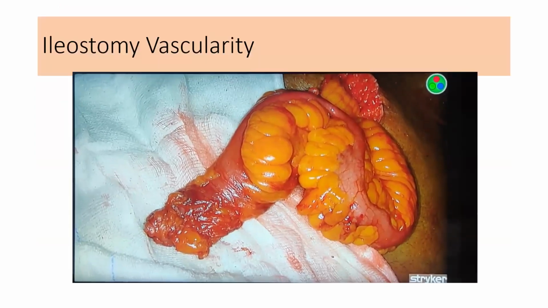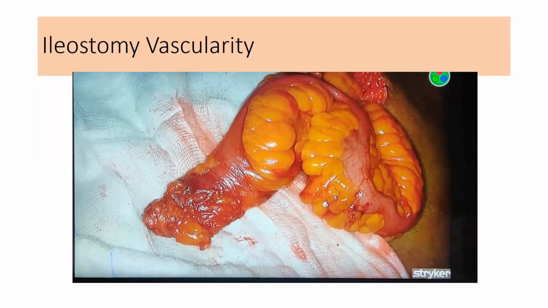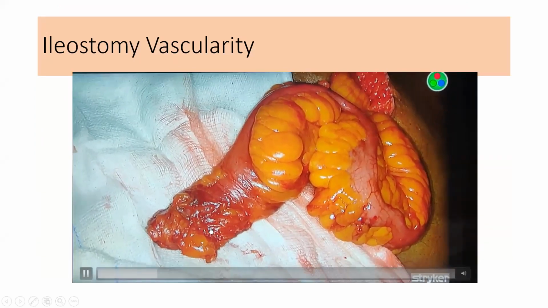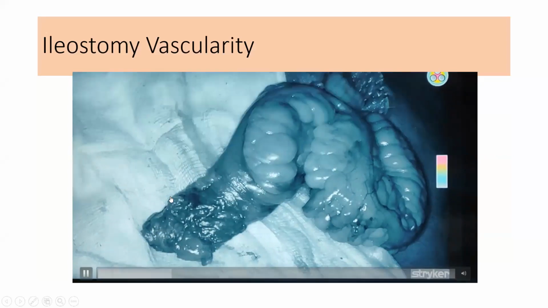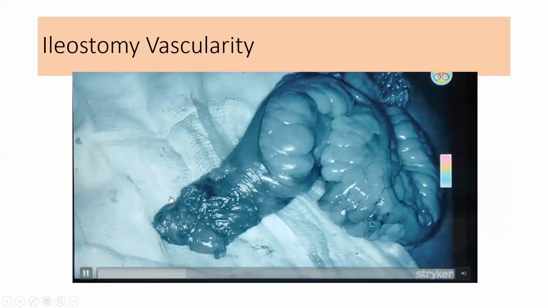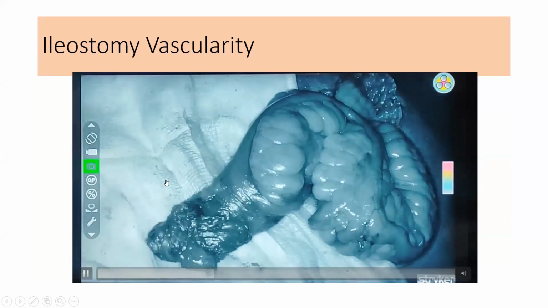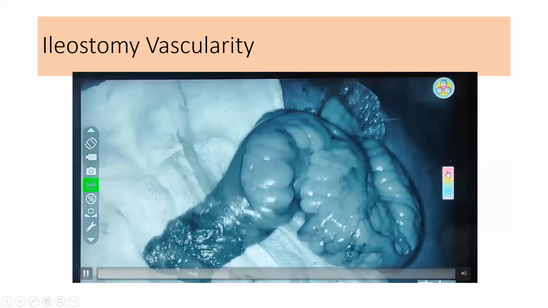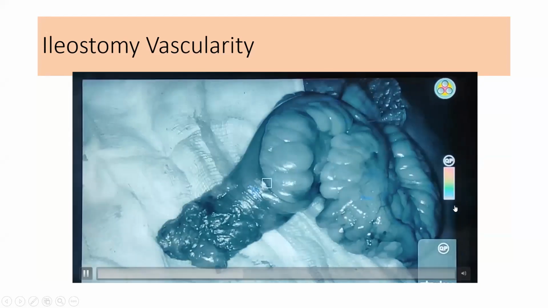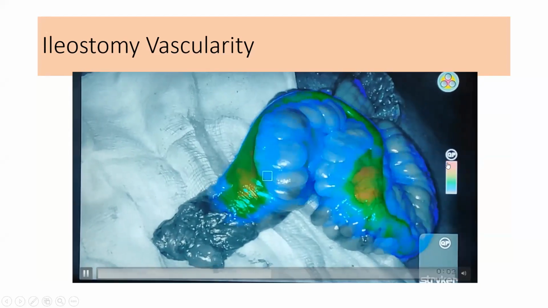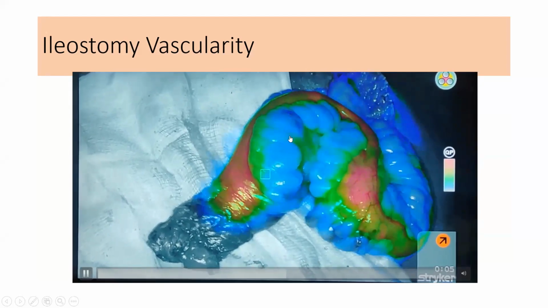We will see this ileostomy vascularity. You can see the end of the loop of the ileostomy which we are planning. We have given the ICG dye, and you can see a scale, red to black, on the right corner of your screen. And this dye is appearing now.